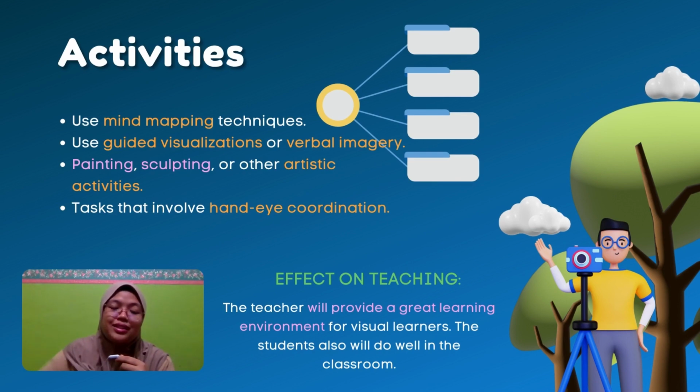Okay, so the activities that teachers can use for visual spatial intelligence include mind mapping techniques. Mind mapping techniques will be presented by Afifa. Teachers can also use guided visualizations like verbal imagery, such as storytelling, so that students can imagine the situation, how the story works, and so on.